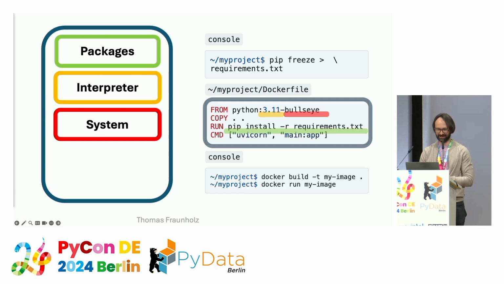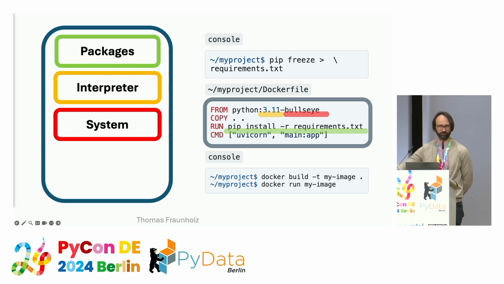So, let's see how we containerize it. In our Dockerfile, in the very first line, we take an image from, well, let's say a repository on Docker Hub, and we take the Python 3.11 bullseye image. And in doing so, we fixed already two things: the system and the interpreter.